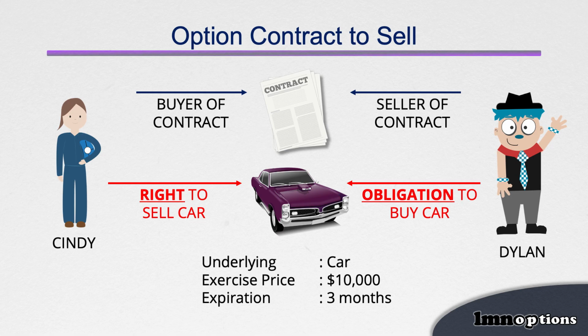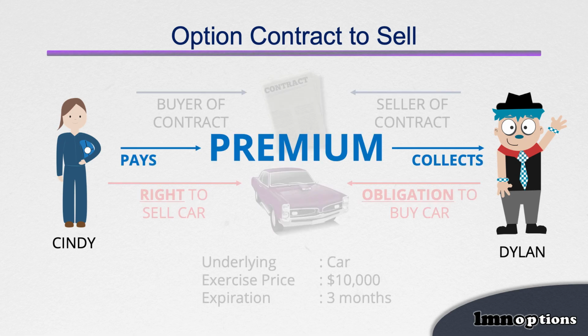And likewise, for the rights to sell the car, Cindy pays a premium to Dylan. Dylan collects a premium to compensate for the obligation to buy the car. Cindy can choose whether or not to sell the car, but if she chooses to sell the car, Dylan has to buy it from her.